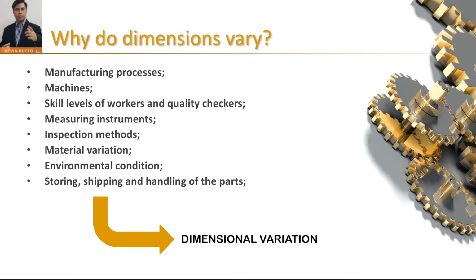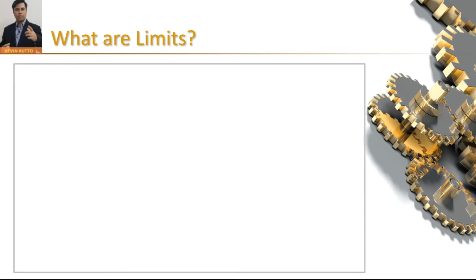Now how to solve this problem then? That's why we have limits. In order to accommodate these variations, we permit error in the dimension. It means that dimensions are expressed in a range of limits. So what are these limits? Limits are the two extreme permissible sizes of the part between which an actual size of the part is acceptable.